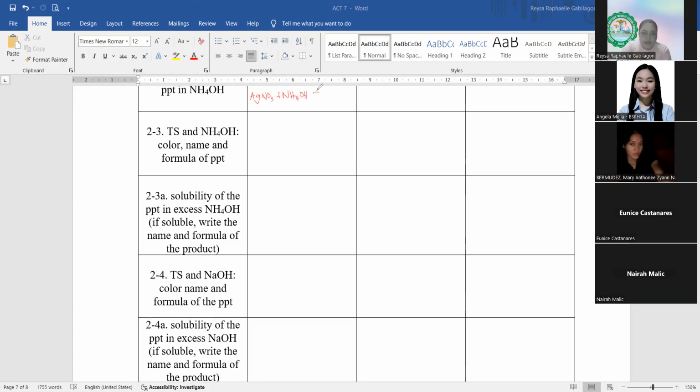Kapag nag-react yan silang dalawa, exchange partners pa rin. Silver and then the OH. Okay? Silver at saka OH. Kasi ito yung negatively charged sa kabila. Ito positive 1, ito negative 1. So, no need to do crisscross. So, Ag, ulit, AgOH lang talaga yan siya.